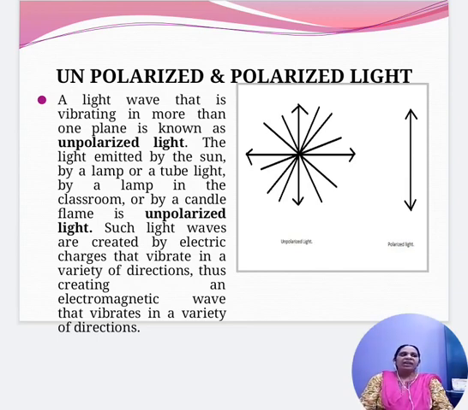So, a light wave that is vibrating in more than one plane is known as unpolarized light, as you can see in the figure. See the first figure, it is unpolarized light. It is traveling in different directions. The light emitted by the sun or by a lamp or by a tube light in a classroom, or by a candle flame, is unpolarized light. These light waves are created by electric charges that vibrate in a variety of directions.